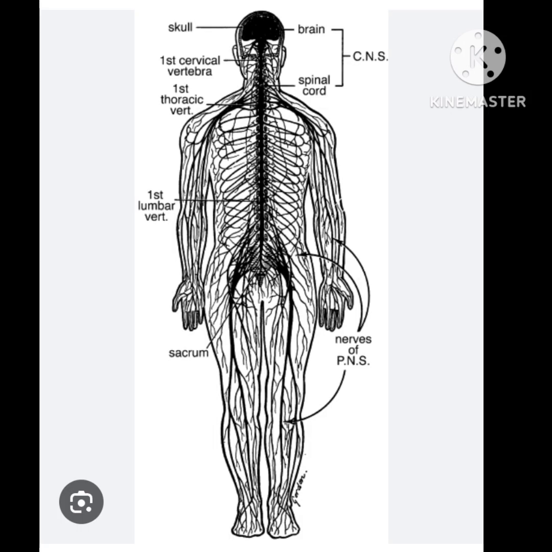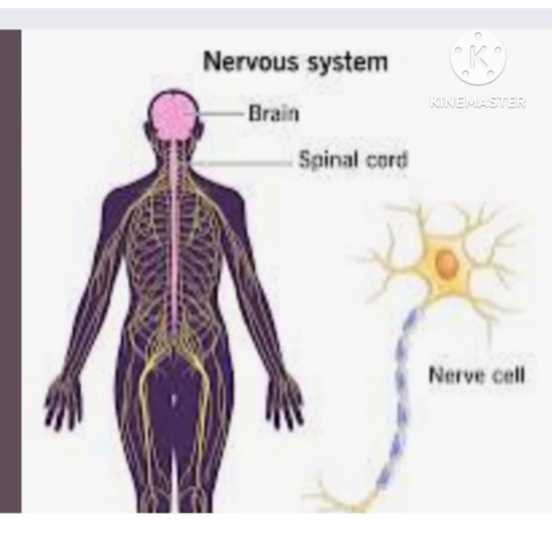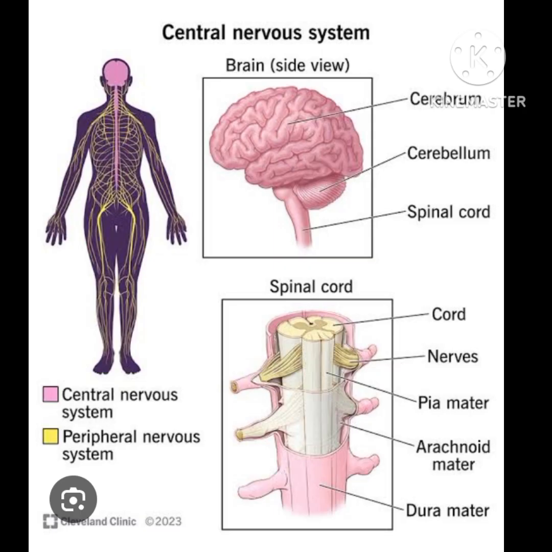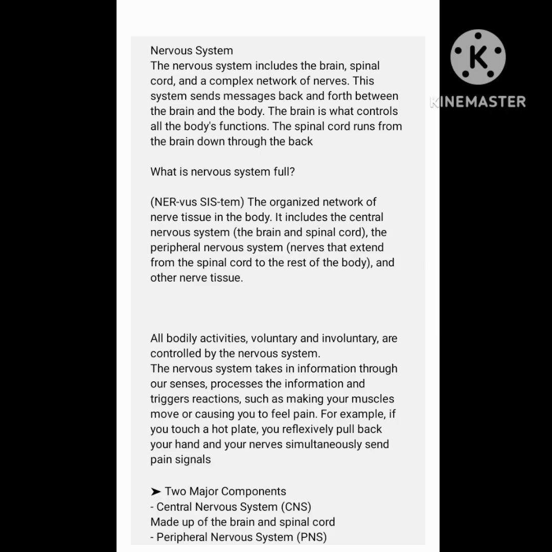Today we are going to study the nervous system, its structure and function. We all know the nervous system includes the brain, the spinal cord and a complex network of nerves. This system sends messages back and forth between our brain and the body. The brain is what controls all the body's functions. The spinal cord runs from the brain down through the back.